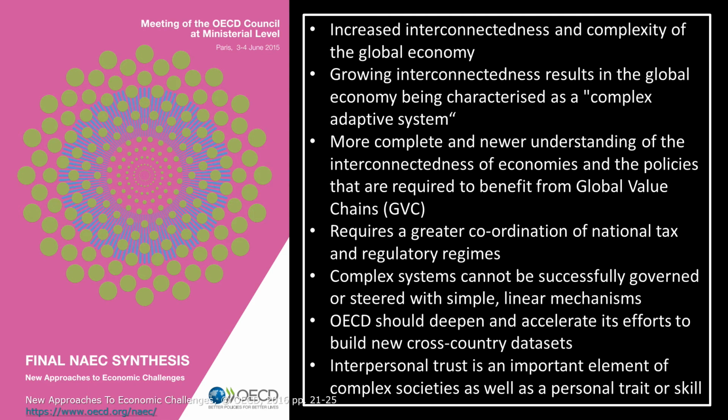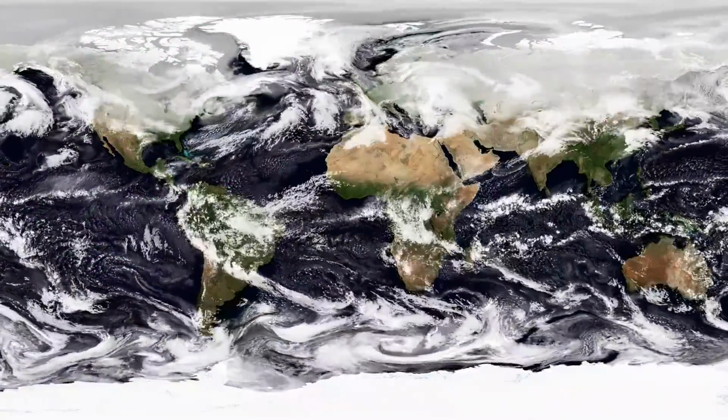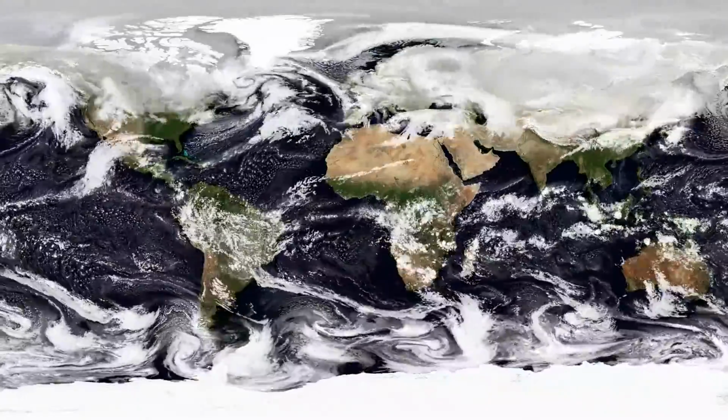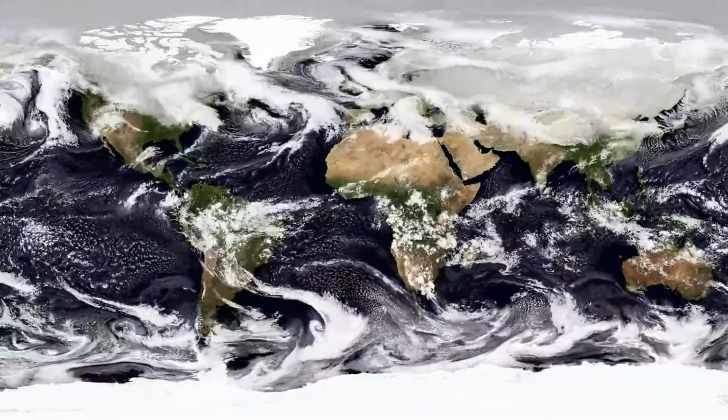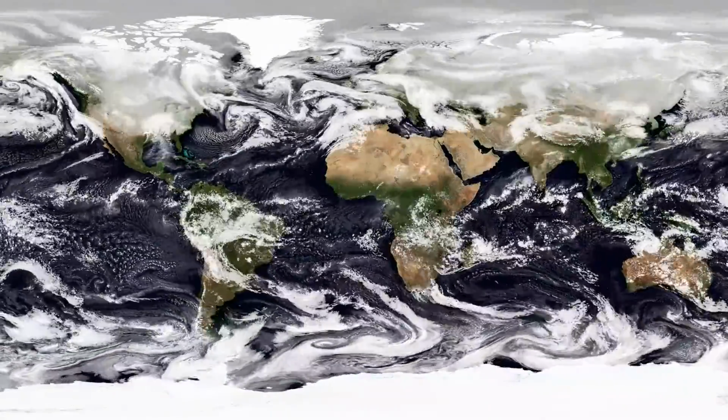They accept that the global economy is characterized as a complex adaptive system that cannot be successfully governed or steered with simple linear mechanisms. It needs greater coordination of national tax and regulatory systems. They also recognize that interpersonal trust is an important element of complex societies, as well as a personal trait or skill. The weather is a complex adaptive system, and the more data we have, the better our forecast can be on what the weather is doing. Advances in technology help us to make a better forecast.